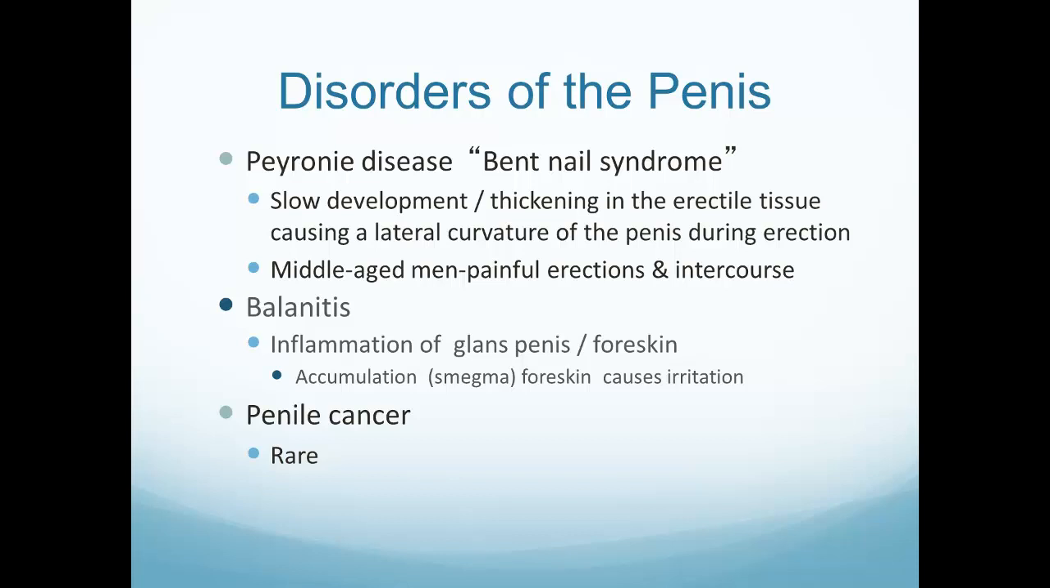Balanitis is an inflammation of the glans and the foreskin, and this can cause irritation and accumulation of smegma, which is just an accumulation of secretions or pus in the foreskin causing irritation. We can also have penile cancer, that's a possibility, although it is a rare kind of condition.